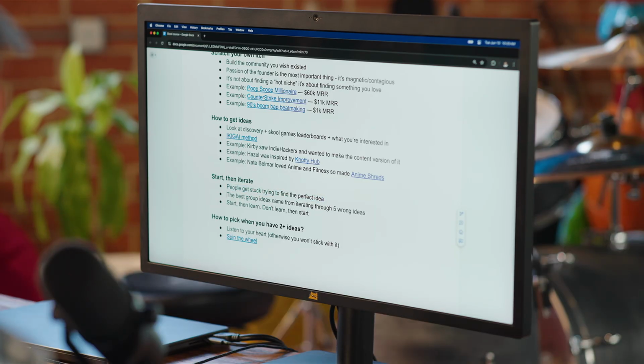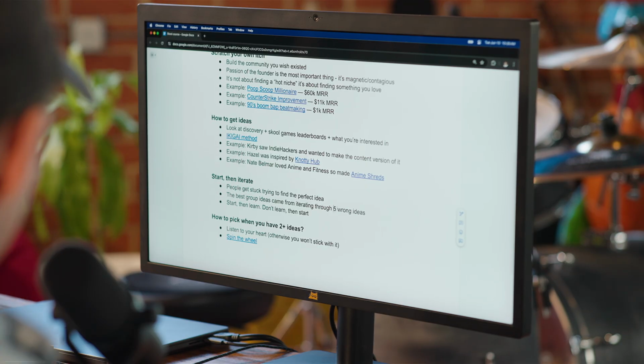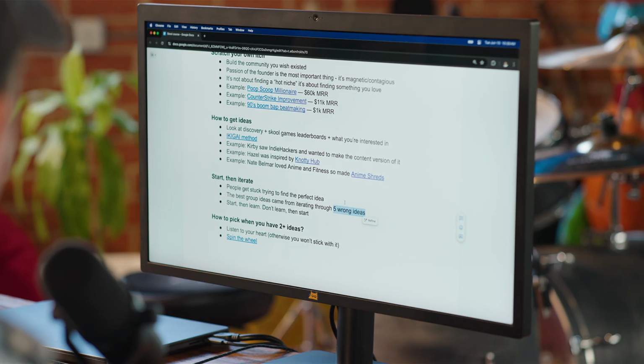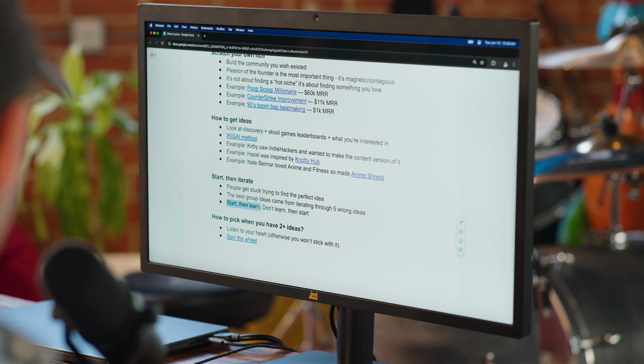What you need to understand is the best group ideas came from iterating through like 5 wrong ideas. You can't get it perfect straight away. Just start and make it less bad over time. Even Skool, how many iterations has it been through to get to where it is now? Every community changes over time and gets better over time. You can't make it perfect from the beginning. So really the key is to start and then learn by doing. Don't learn everything you possibly need to know and then start.